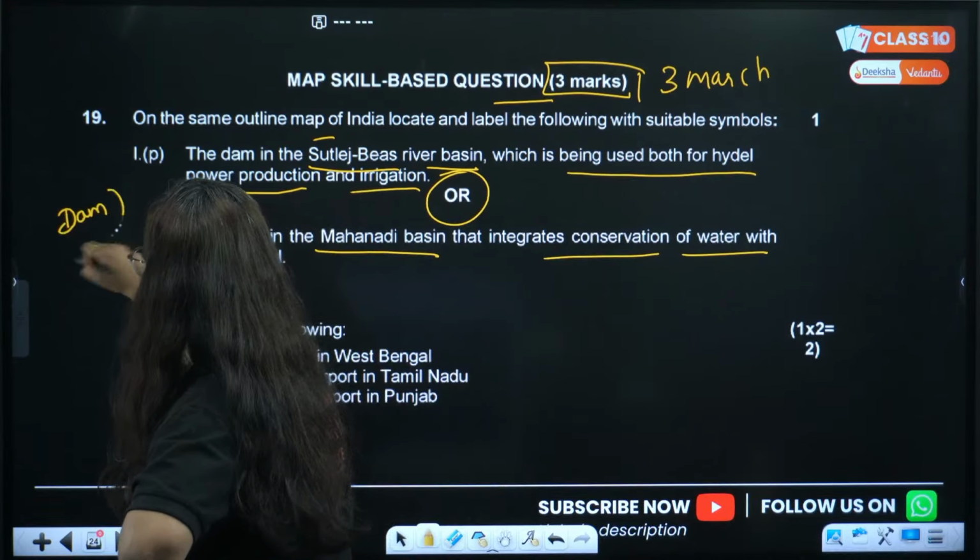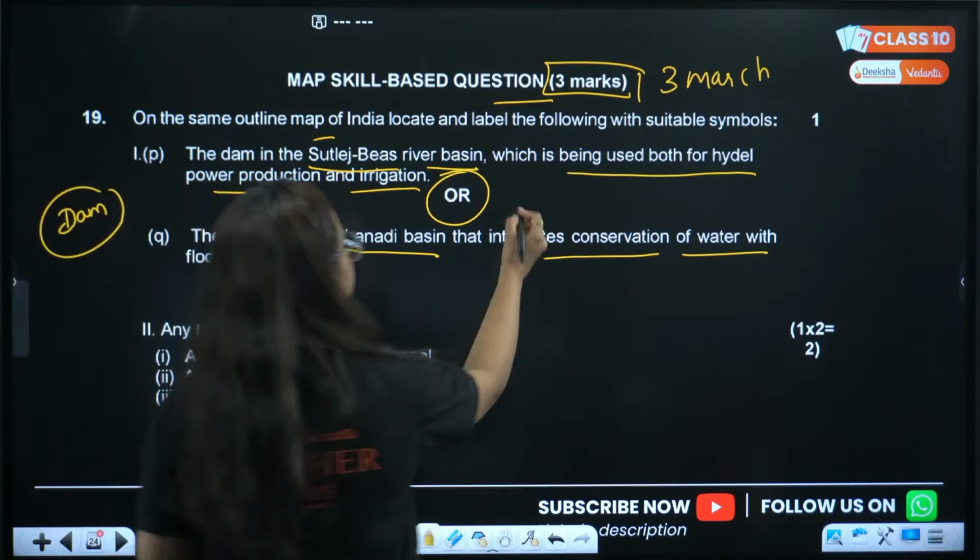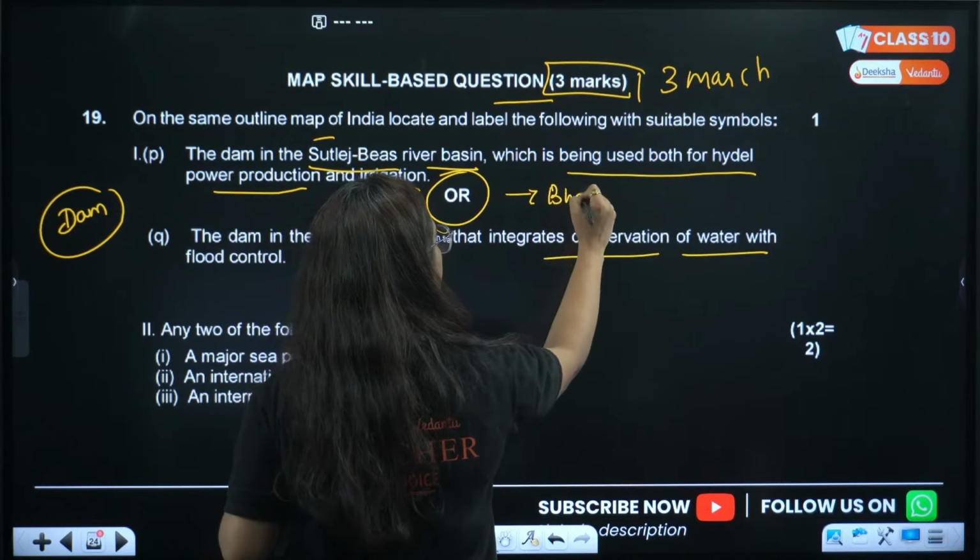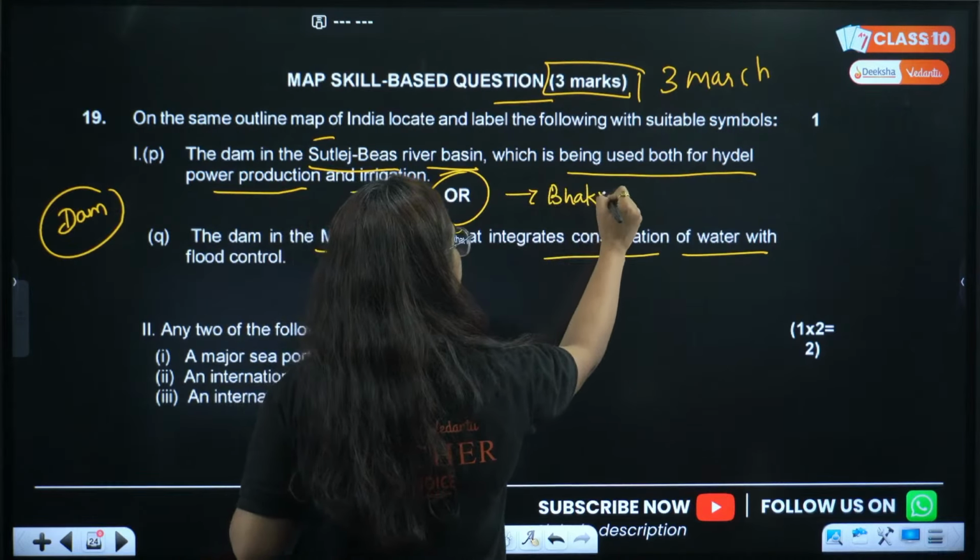Sardar Sarovar. No, Sandhya, it's not Sardar Sarovar. Sardar Sarovar is over the Narmada river in Gujarat and Madhya Pradesh, so it's not that. Okay, then fine. So basically the answer to this question is the Bhakra Nangal project.